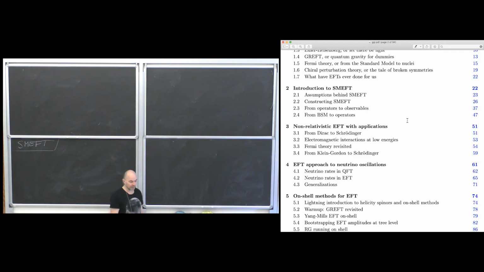And this assumption is that there is nothing else. I can call it that there is a mass gap.